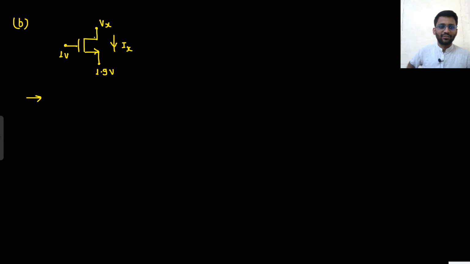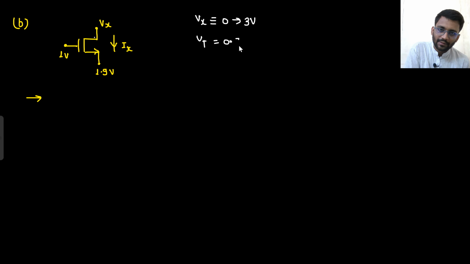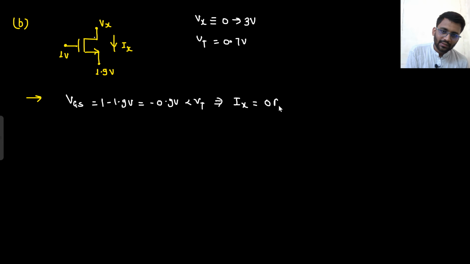This question is better than the previous one. So I will write down the values which are given. What were the values given? Vx you are sweeping from 0 to 3 volt. Vt value was 0.7 volt. That's it. Okay. Now, what people will think if they are watching this question for the first time, what they will say: sir, here VGS is equal to 1 minus 1.9 volt, that is equal to minus 0.9 volt, that is less than VT. This shows that your Ix will always be 0 ampere.